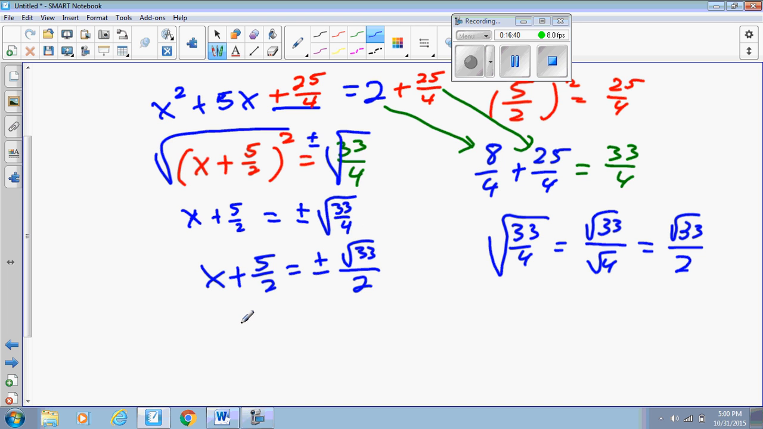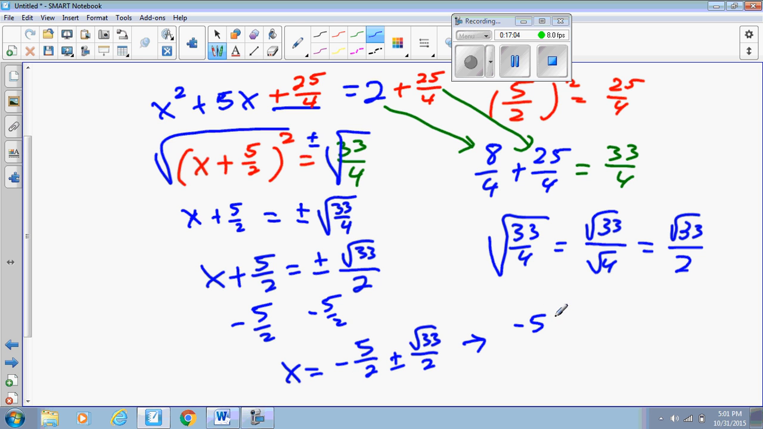And now I'm going to subtract 5 over 2 from both sides. So I have x equals negative 5 over 2 plus or minus the square root of 33 over 2. That's fine to write it like that, although often we'll combine, since we have a common denominator, and say negative 5 plus or minus the square root of 33 all over 2. And that's how we'd leave our answer.